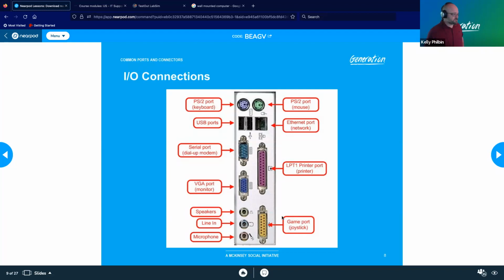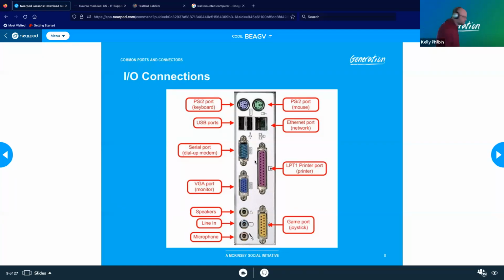Old school printer port. Also, I think this is called a DB, like a DB 30 or DB 25. And then you have an old school game joystick port. A lot of this stuff has been replaced by just straight USBs.